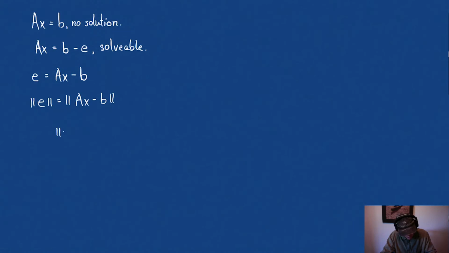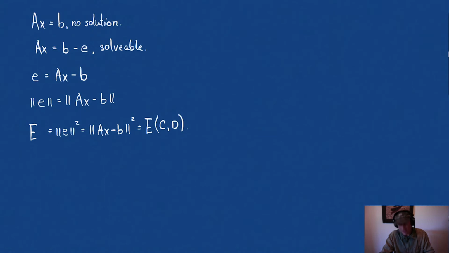We say that the length of E squared is equal to the length of AX minus B squared. And that's the measurement we want. We call that E. And E is really, I'm going to put it over here, this is the error function, and the error function is dependent on C and D, the scalars in the line of best fit. And that's it. So we have that our error function, we usually just write it as E, but it is a function of C and D, is equal to the length of AX minus B squared. That's it. Okay. Wow.